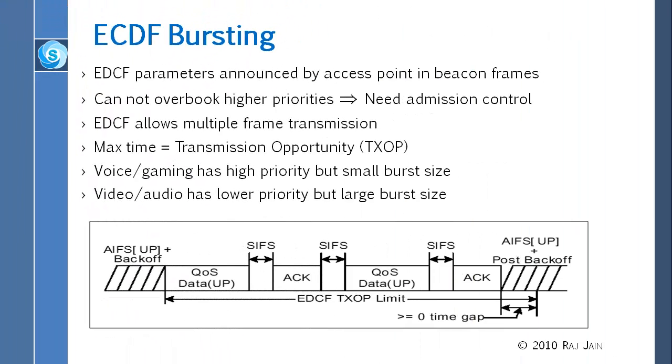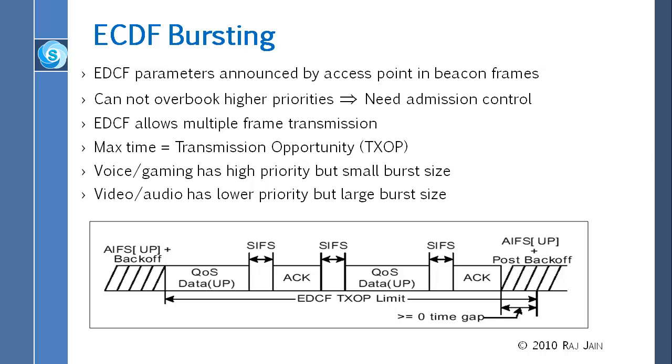Now bursting is the next feature where you are allowed to send multiple frames. So you might send data, ACK, data, ACK, and then wait and all that. And there is a limit to how much you can do that at one priority, because you don't want to starve the lower priorities. So there is a maximum time limit before which you have to give up the medium. And the higher the priority, the lower the burst size, basically, so that not everything becomes high priority. Otherwise, everybody wants to be high priority.